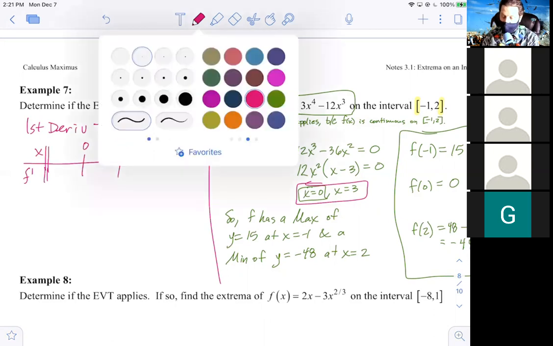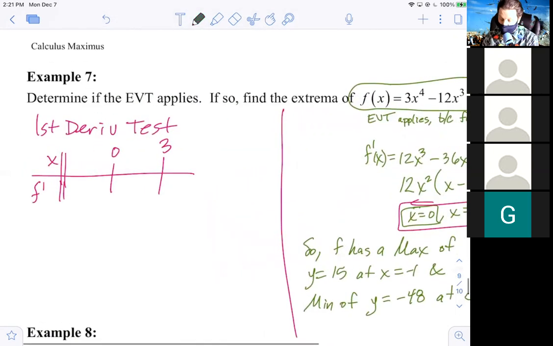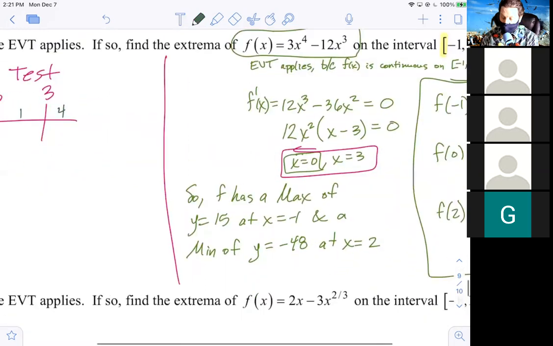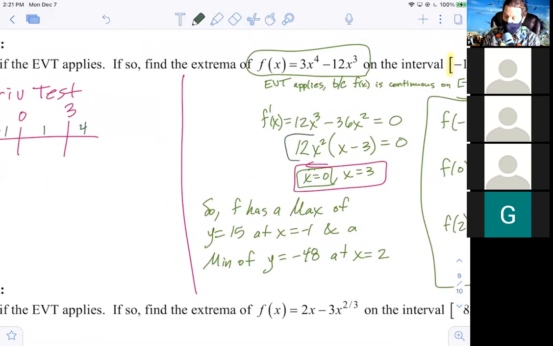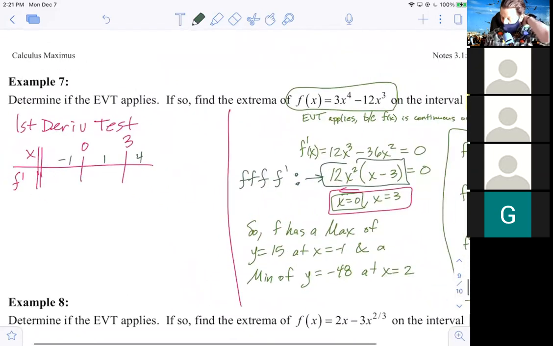So I pick any random number from those 3 intervals. So to the left of 0, how about -1? Any number between 0 and 3, how about 1? And to the right of 3, 4. Now, we plug it back into a full-fledged factored version of f prime, okay, which is this one here. And again, if we can simplify the calculations, because we're only interested in sign, we could do that. 12 is always positive, x squared is always positive, so the sign of the entire derivative is determined exclusively by the sign of x minus 3.